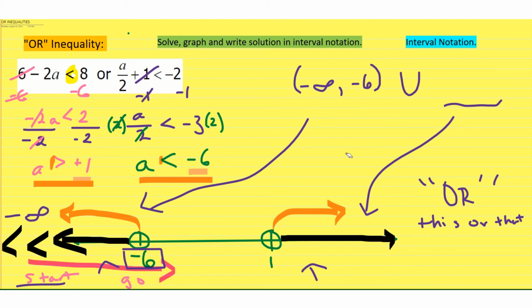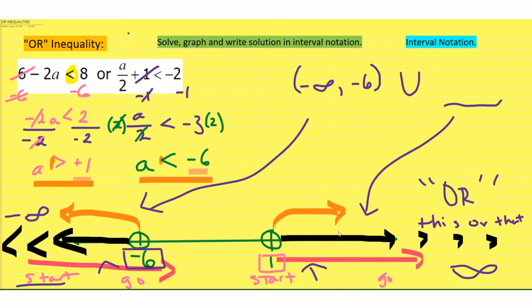Okay, now we're going to look at this other part. Again, we're going to look at it from left to right. So where does it start? Well, it starts at 1. And where does it go to? Well, it's going to go on forever and ever and ever. So what is forever again? Well, forever is infinity, but this is in the positive direction. So it is going to start at the number 1, and it is going to go to infinity.